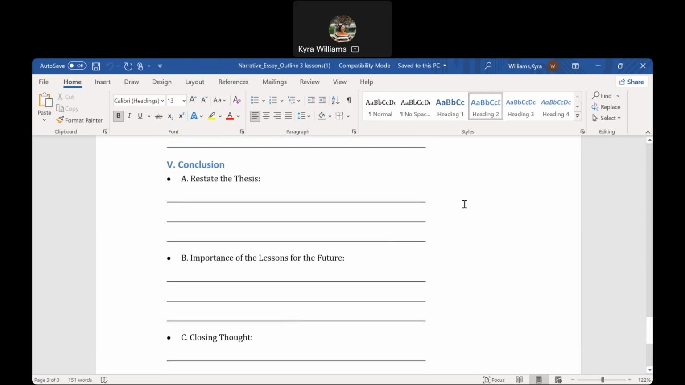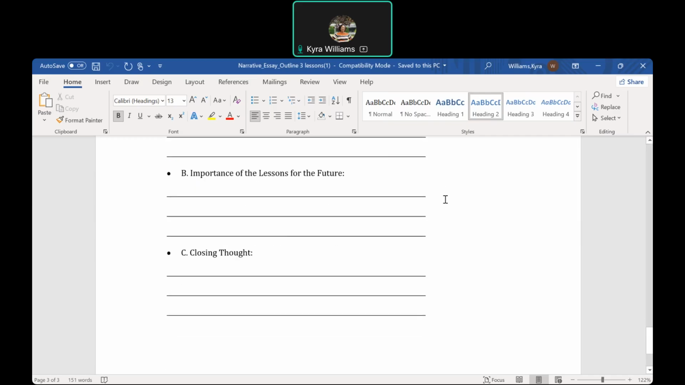The conclusion is the same as the conclusion on the previous template. So in your conclusion, you would restate your thesis. You would talk about the importance of the lessons for the future, such as your college or career or life in general. And then you would come with a closing thought.